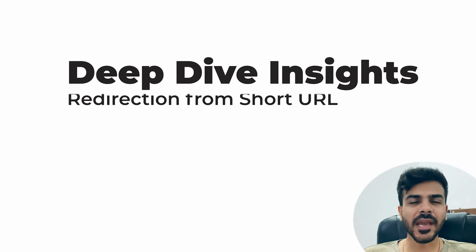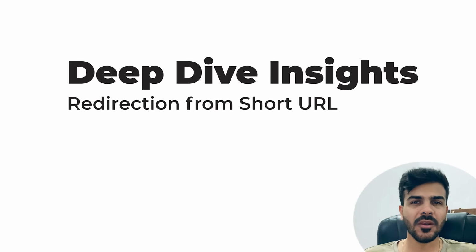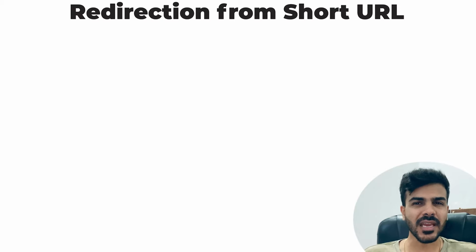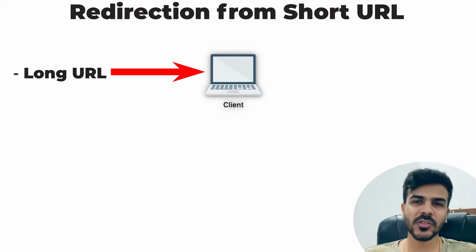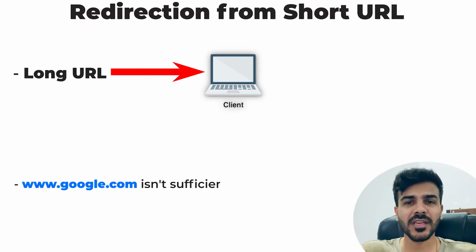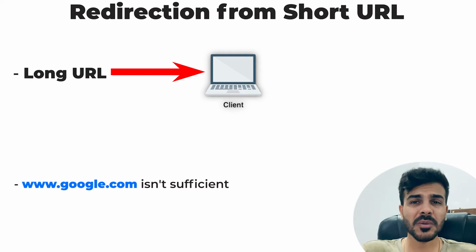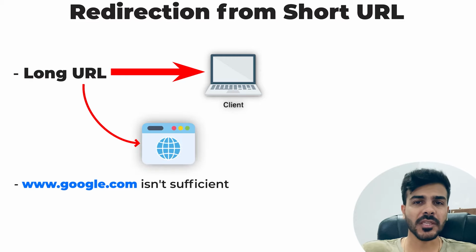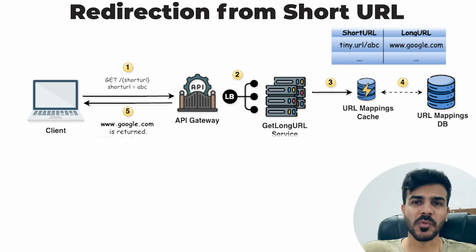Now we have previously explored the flow for fetching the long URL from the generated short URL, that is using the GET request to the /short URL endpoint. But we have missed a significant detail there. The story doesn't just end with returning the long URL to the client. Just returning www.google.com to the browser isn't sufficient. Why? Because the browser needs to take the next step, that is actually open the long URL web page. Now how does that happen? Let's take a look at the diagram once more.